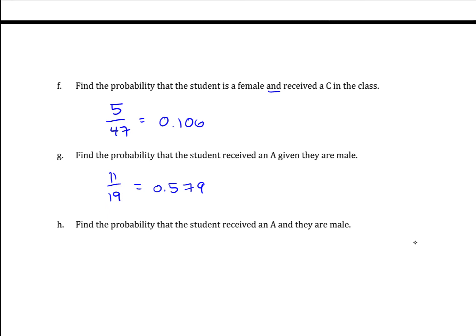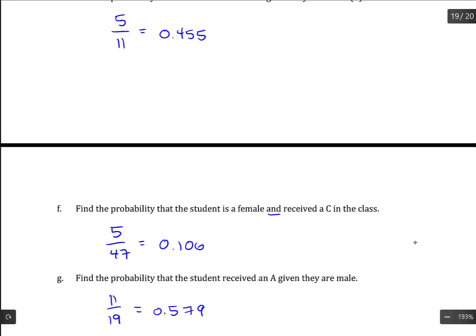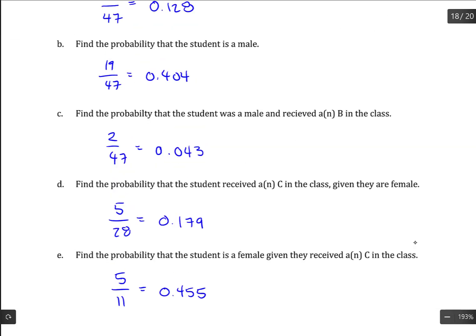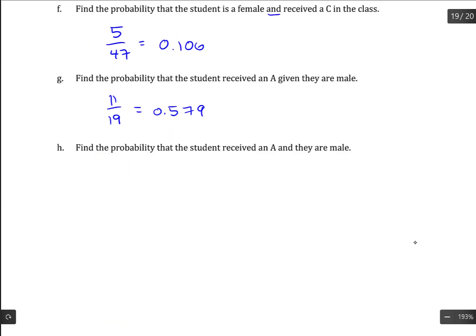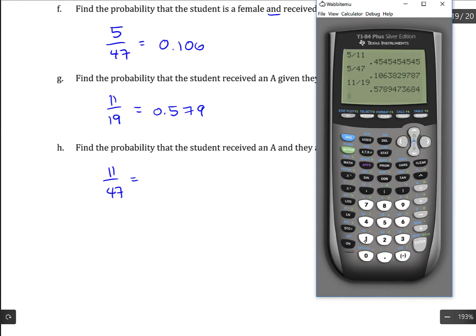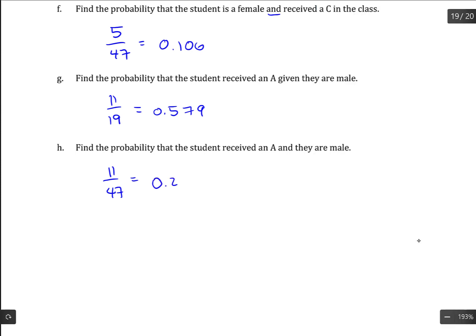Find the probability that the student received an A and they are male. Okay, I apologize for having to scroll back and forth here. So we're looking for the probability that they received an A and they are male. So we're looking at the intersection of those two groups. And because it's not a given probability, we just use the total for the entire table. So 11 over 47. And that is 0.234.